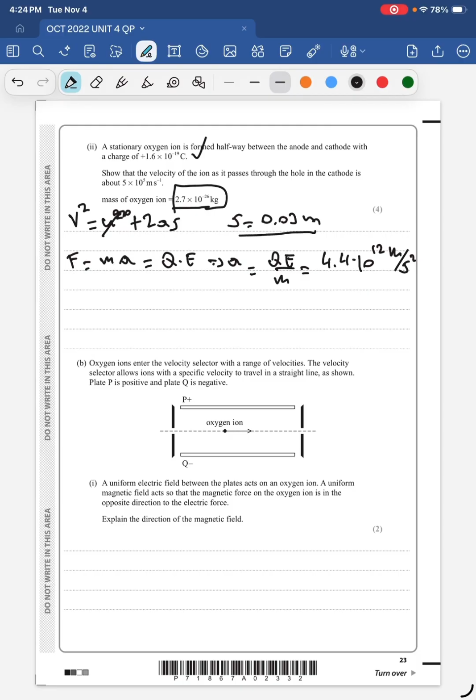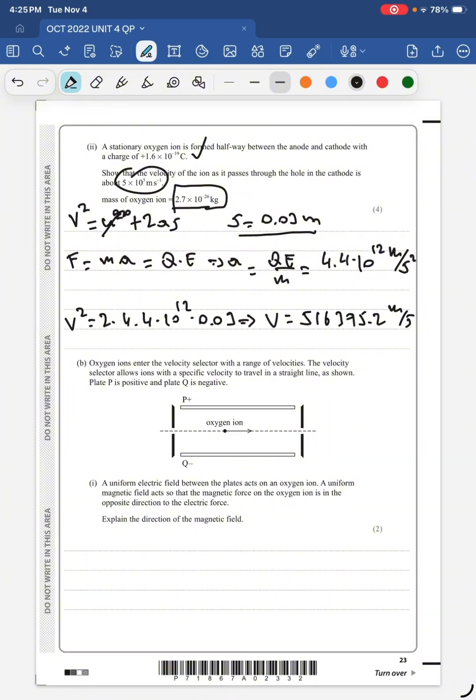s is 0.03, so v squared is 2 times 4.4 times 10 to the 12 times 0.03, and if we plug everything in, we find v equal to 500,016,395.2 meters per second, very close to what we are asked.